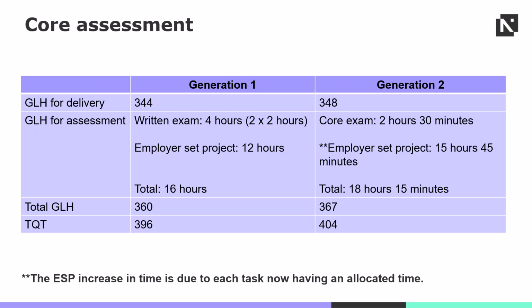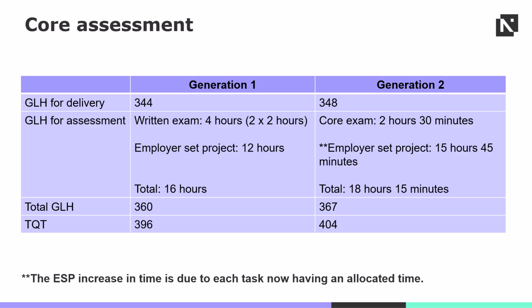This next slide outlines the key differences in core assessment structure between Generation 1 and Generation 2 of the T-Level qualification. Starting with guided learning hours for delivery, there's a slight increase from 344 hours in Generation 1 to 348 hours in Generation 2. This reflects minor adjustments to teaching requirements to better align with the new content structure.